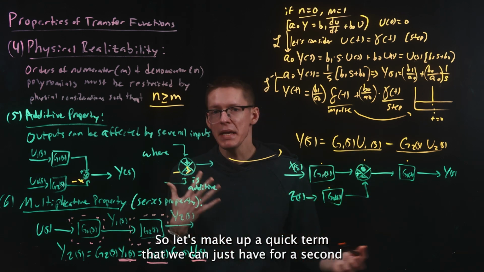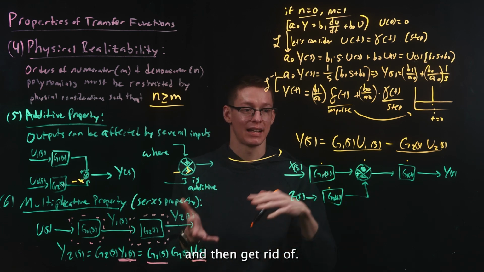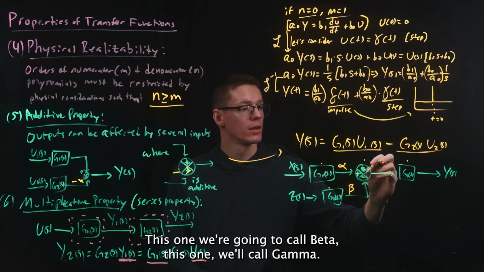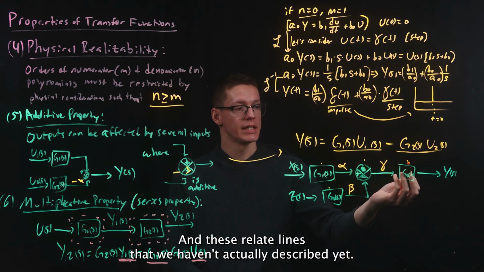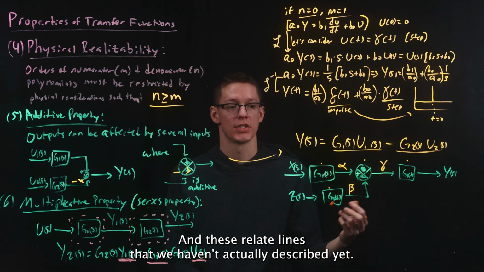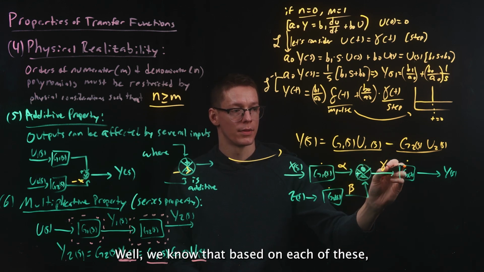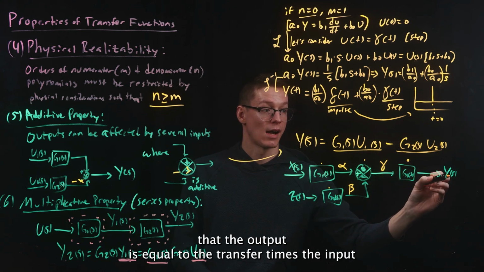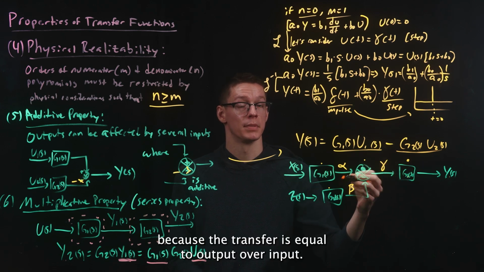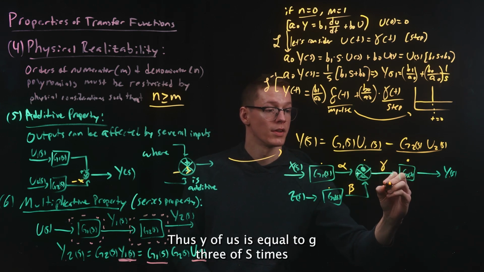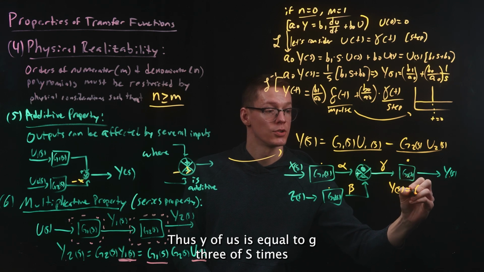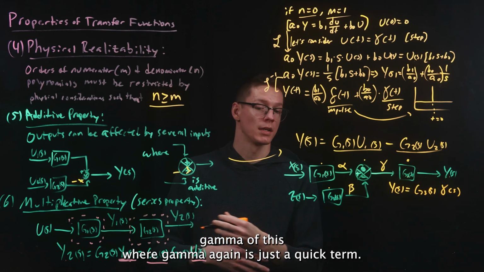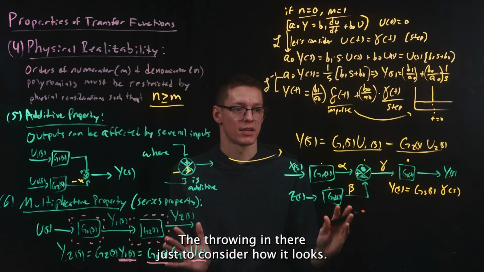So let's make up a quick term that we can just have for a second and then get rid of. We'll call this one alpha. This one we're going to call beta. This one we'll call gamma. And these relate lines that we haven't actually described yet. We know that for this one in particular, the output is equal to the transfer times the input, because the transfer is equal to output over input. Thus, y of s is equal to g3 of s times gamma of s, where gamma, again, is just a quick term we're throwing in there to consider how it looks.